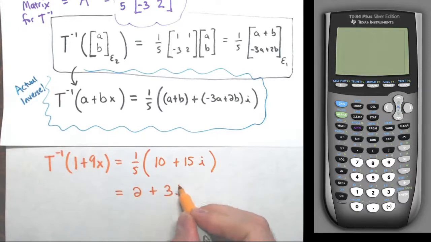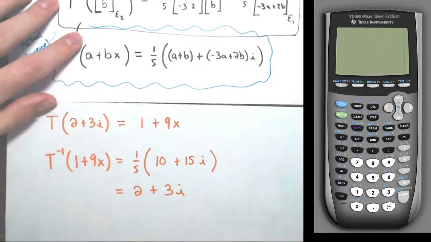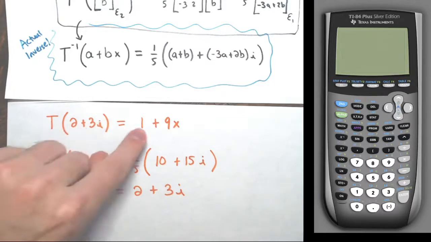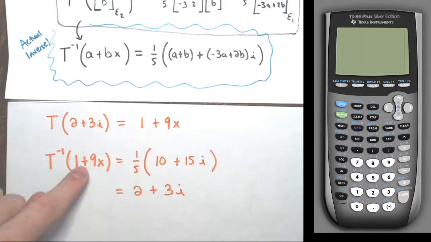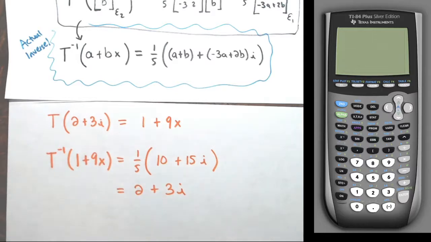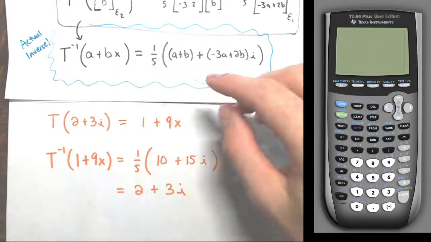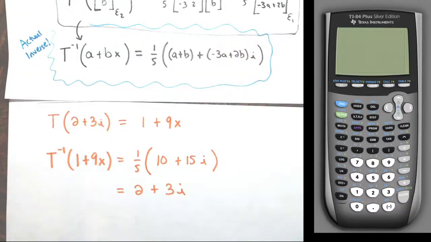And look at that. Exactly what I started with. I plug 2 plus 3i into T, I plug that output into the inverse, and it takes me right back to where I started. These are truly inverses. And again, you can try it the other way. Plug a polynomial into T inverse, see what you get, and then take that output, put it into T, and it'll take you right back.